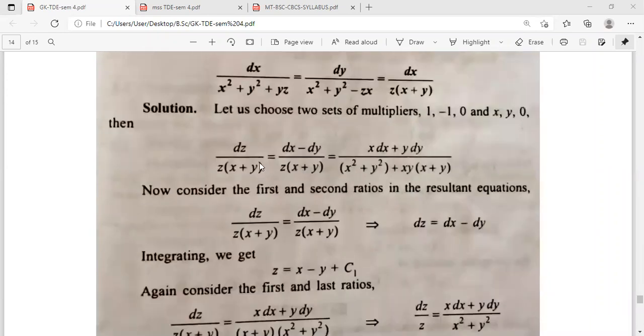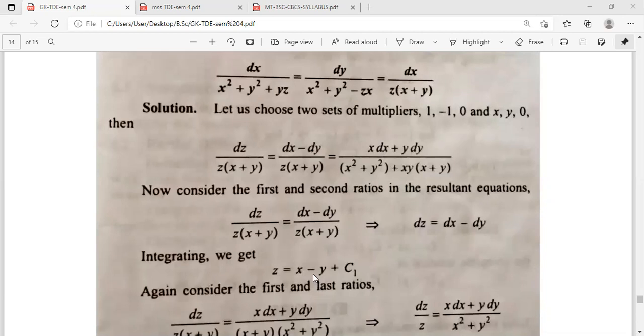Now here you are choosing dz by z into x plus y, because if you take this, these two get cancelled and the remaining is easily integrable. Z into x plus y is there; you can cancel those two and write the remaining thing. You are getting dz equal to dx plus dy. Integrating, you are getting this.